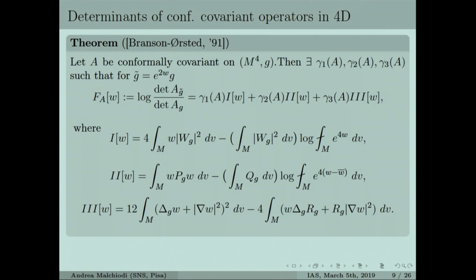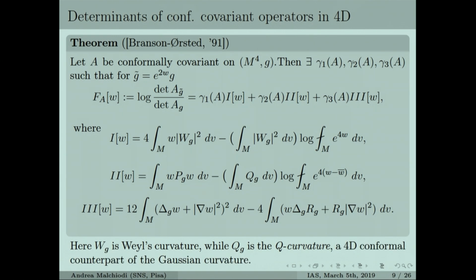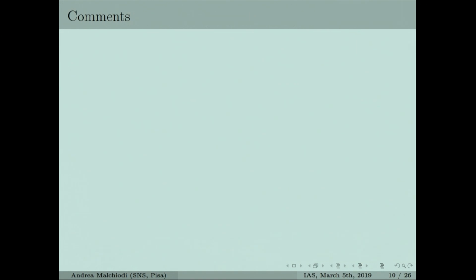Okay, so the expressions might look a little nasty, but in the next slide I will comment on the naturality of these functionals. So I repeat, there are 3 universal functionals such that when you consider the variation of the determinants of this operator, this is a linear combination of 3 universal functionals with coefficients depending on the operators. Okay, so in these formulas, W is the Weyl curvature and Q is the Q curvature, which was also introduced yesterday by Alice. And I recall it's a sort of conformal counterpart of the Gaussian curvature in 4D.